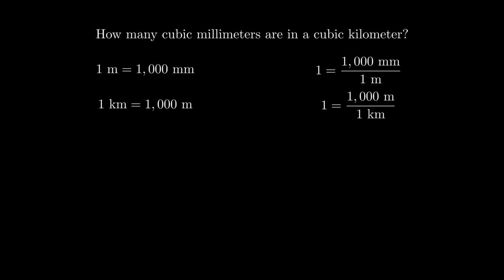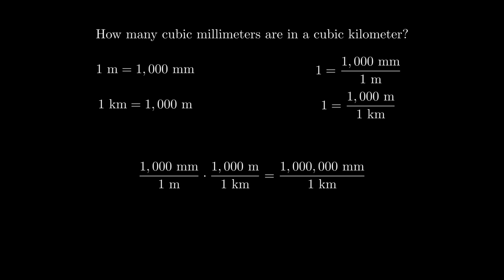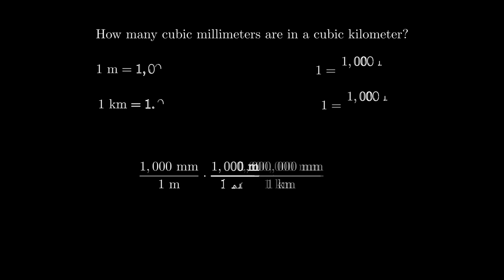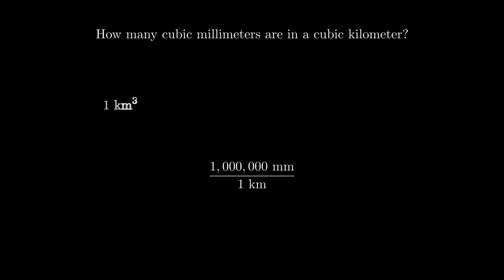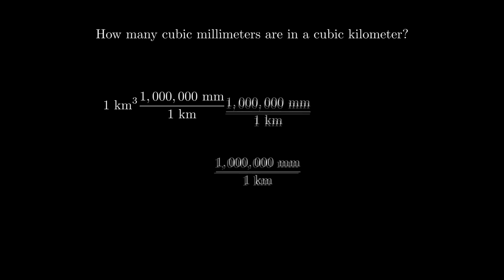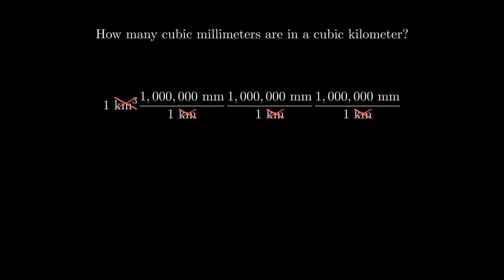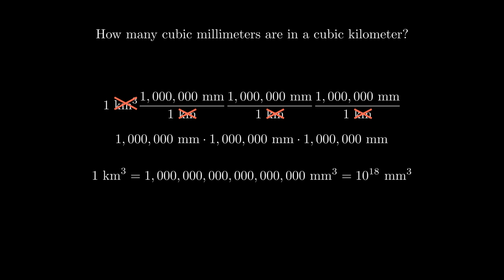Notice that we can combine these two conversion factors to form a single conversion factor that will be easier for us to use. Next, we multiply our conversion factor to our starting value, and notice that it only cancels out one of the units. We have to continue multiplying our conversion factor until all of the units are properly canceled, giving us a final answer of 10 to the 18 cubic millimeters. For reference, that is 1 quintillion, or 1 billion billion.